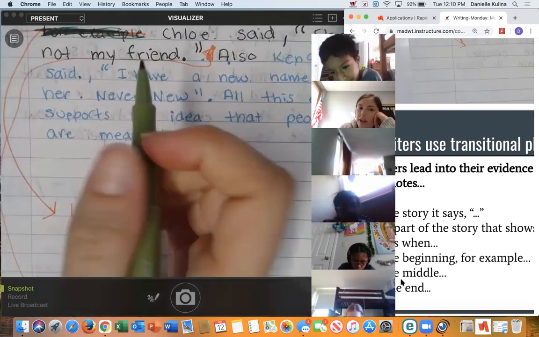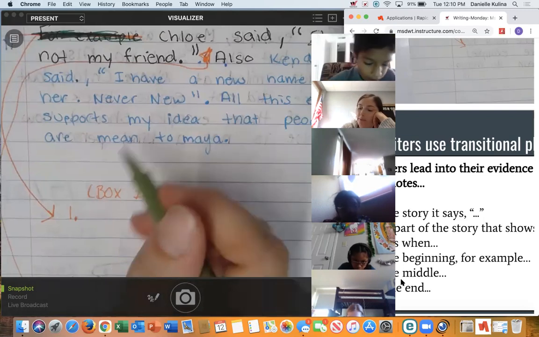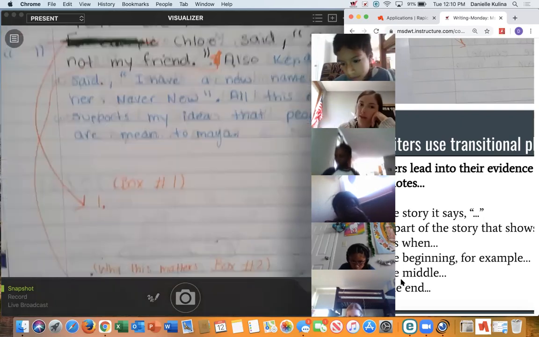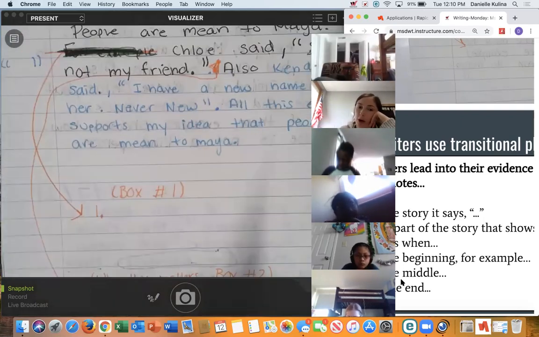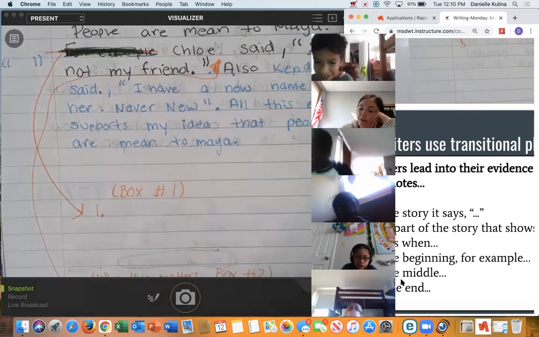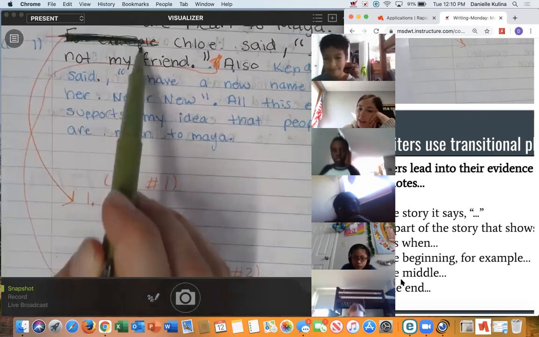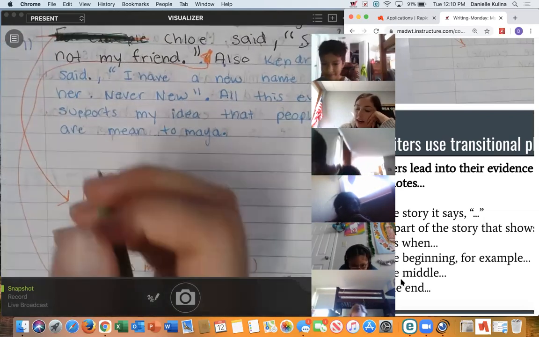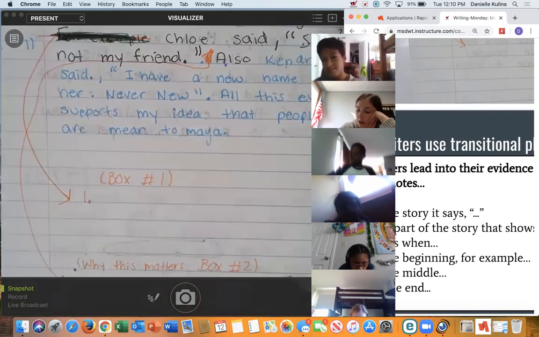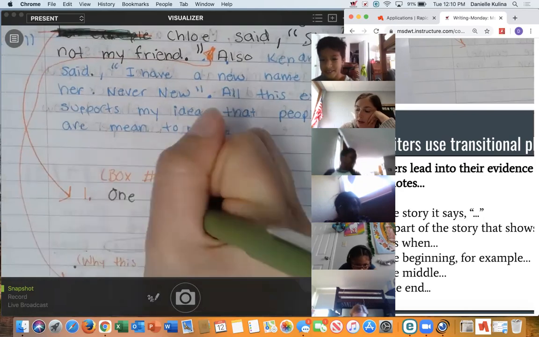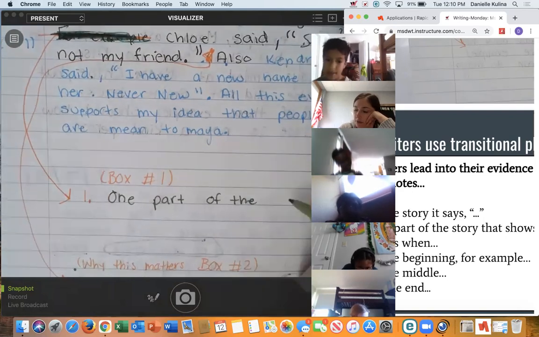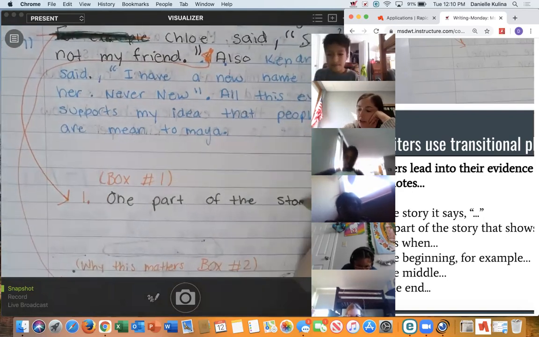So what we are doing is we crossed out for example. So do that now if you haven't done it. Remember, this is your paragraph with the quotes in it. Quotes are things people say. So cross out for example, and instead of for example, we're going to replace it with this phrase. One part of the story. Now, Oscar, you don't have to do anything because you already did it, bud.